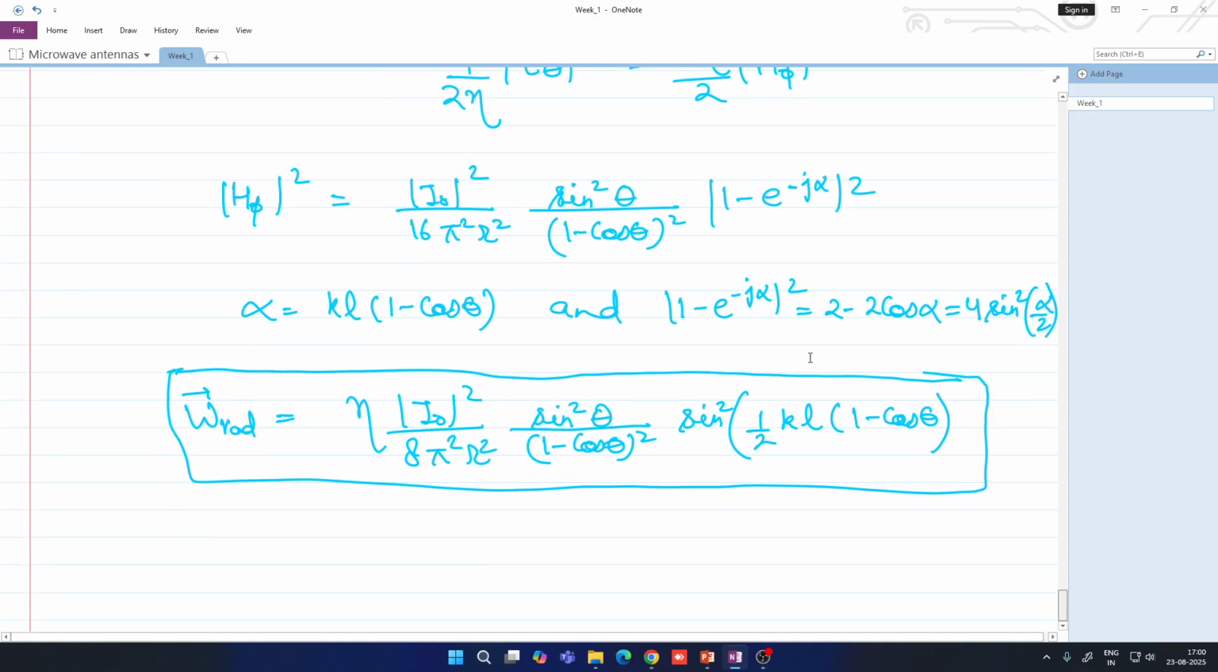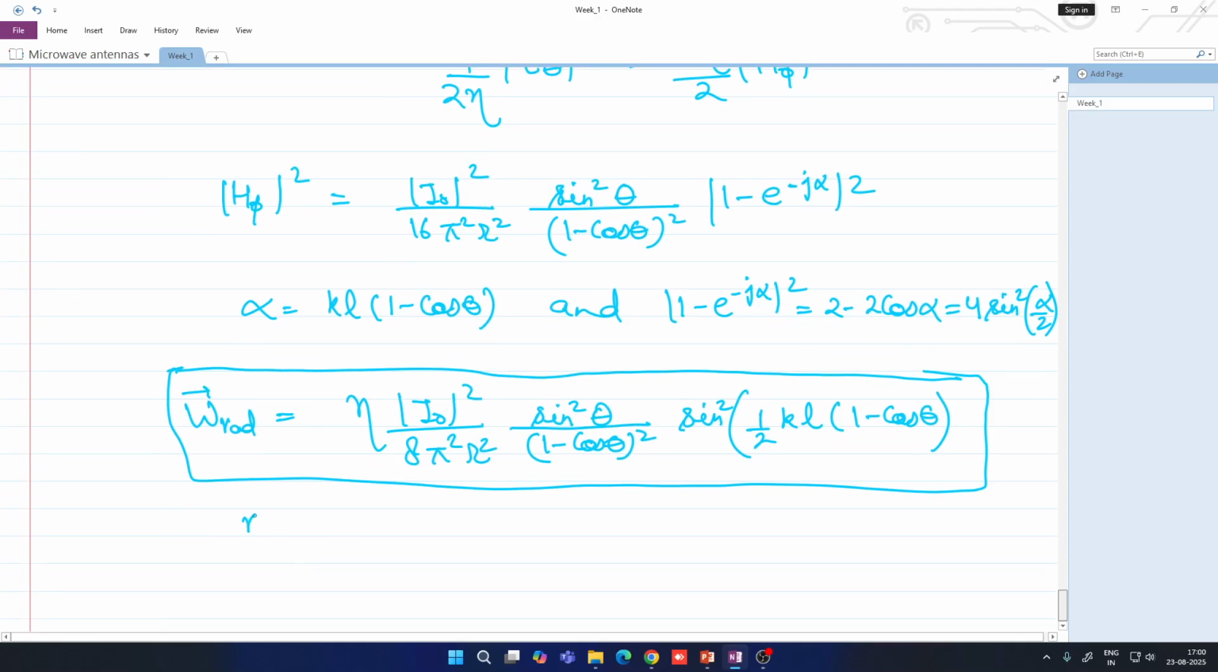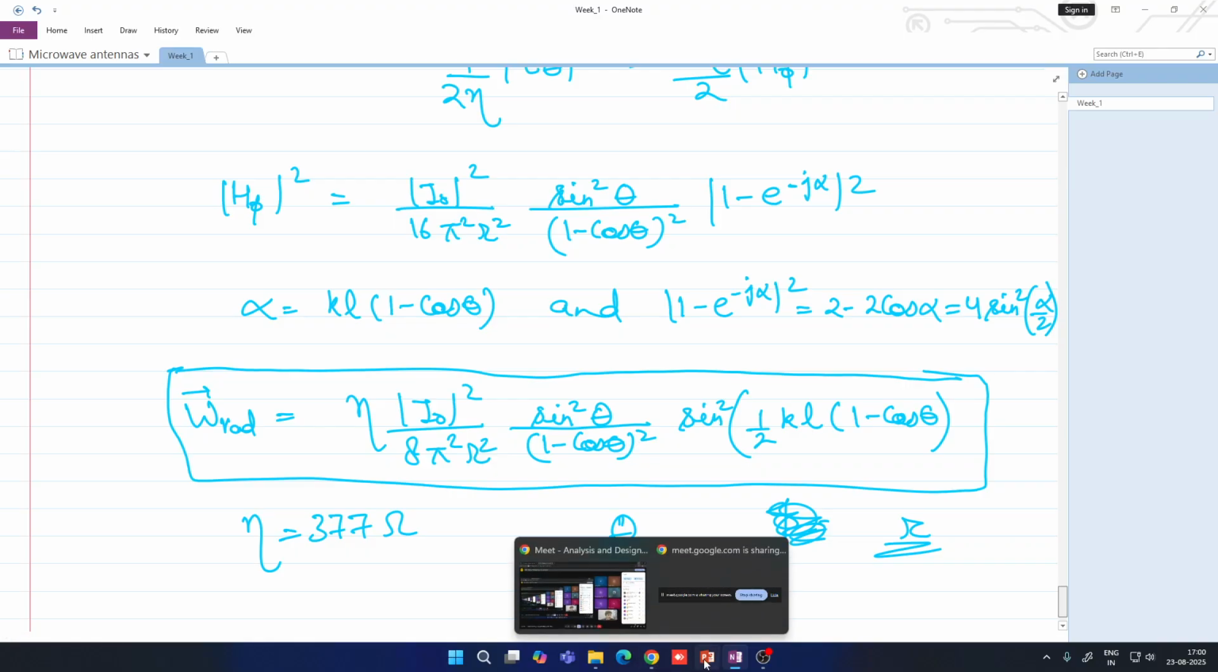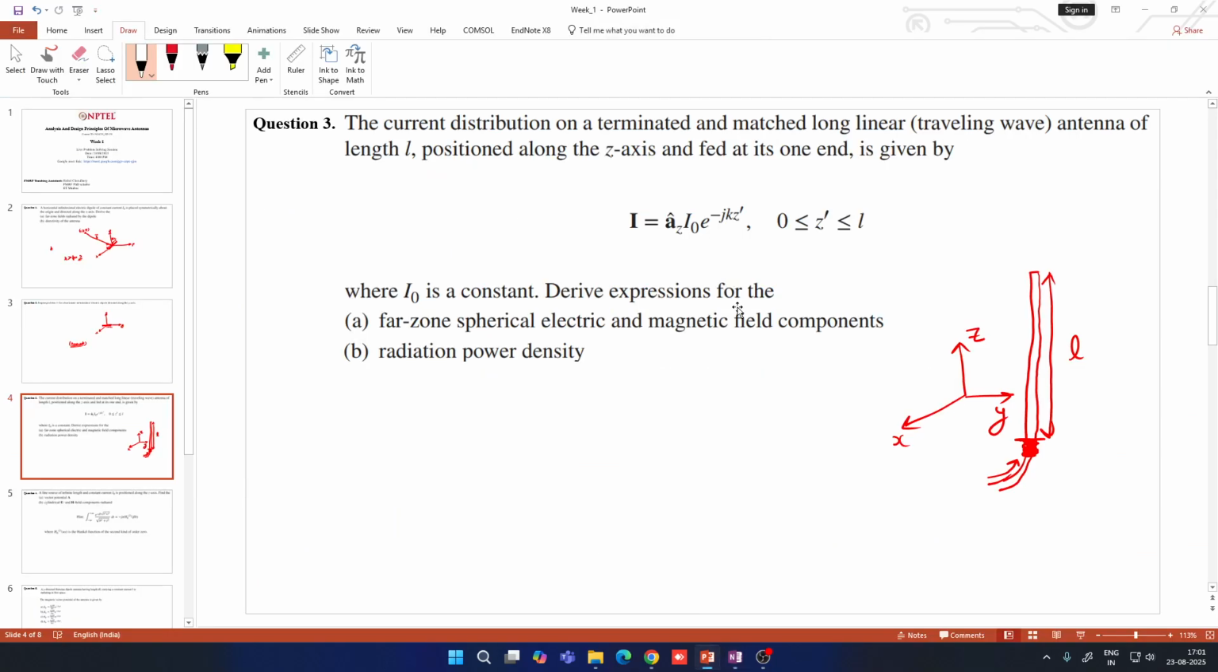So if the antenna is radiating in free space, then we know that eta will be 377 ohms, and in that case theta has to be given and phi has to be given. Only theta is required in this case, right? So we can find out the radiation power density at a particular point at a distance r from the antenna. So I hope this is clear. If you have any doubt in this, please let me know.